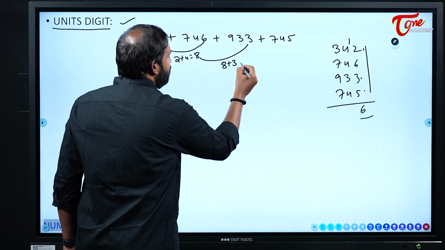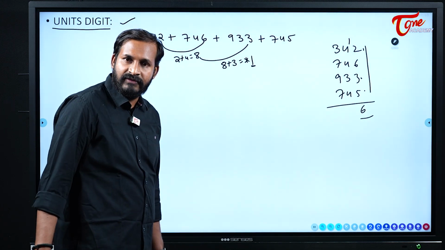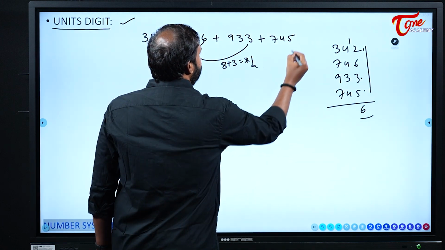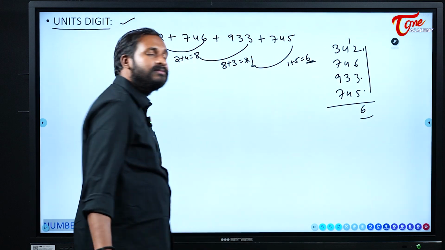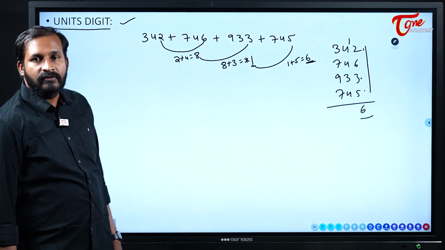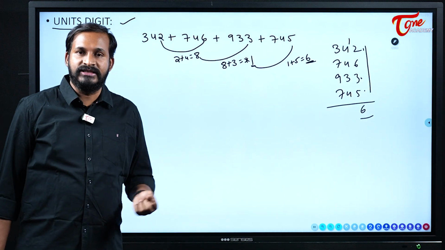8 plus 3 is 11. We will not bother about this one. Why? Because we want only the units digit. I will continue with this one. Next, 1 plus 5 is what? 6. So our answer for this one becomes 6 here. If the question is based on the units digit of any sum, we will solve it in this manner.